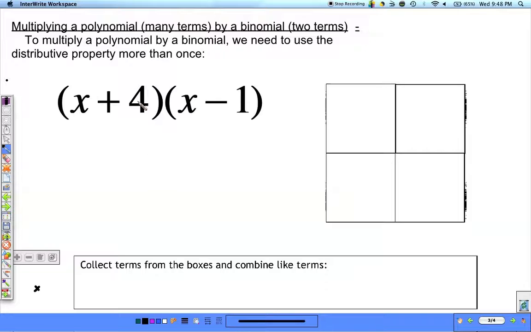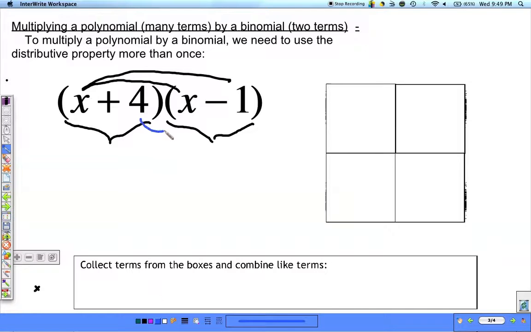The way you can think of it is every term in this first set of parentheses needs to meet every term in the second set of parentheses, or shake hands with it, sort of. So I'm going to be distributing, or double distributing. I'm going to multiply x times x and x times 1, and I'm going to multiply 4 times x and 4 times, sorry, that is a minus 1, so a negative 1.